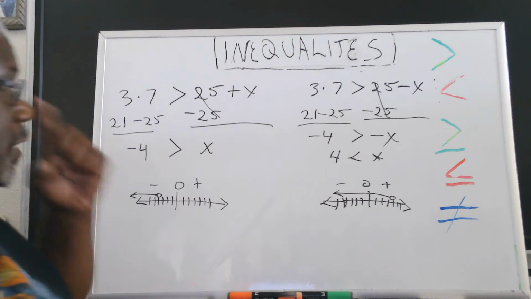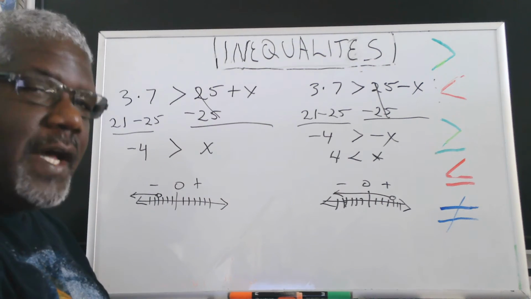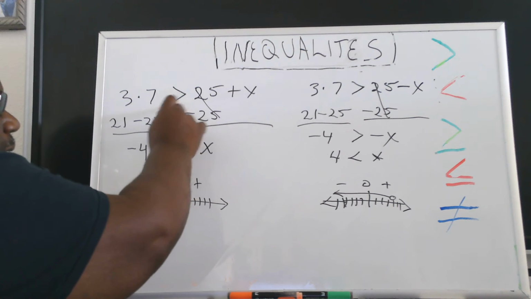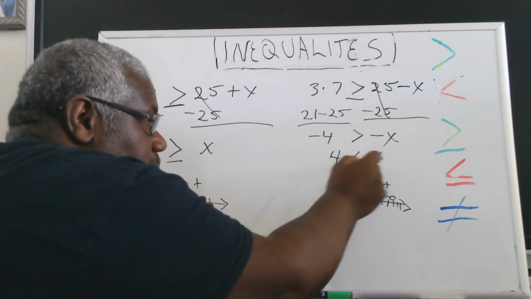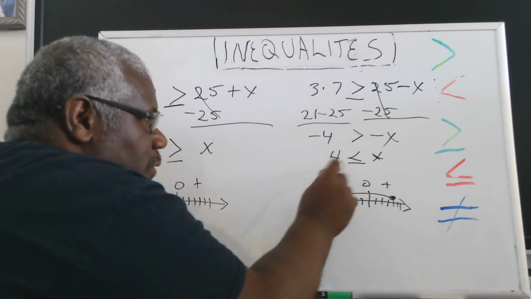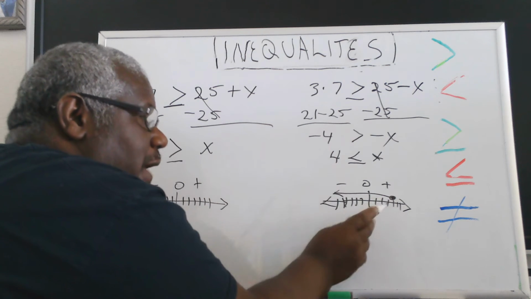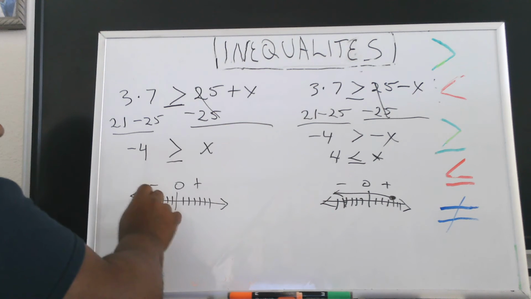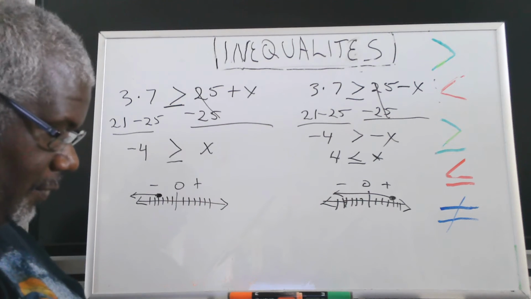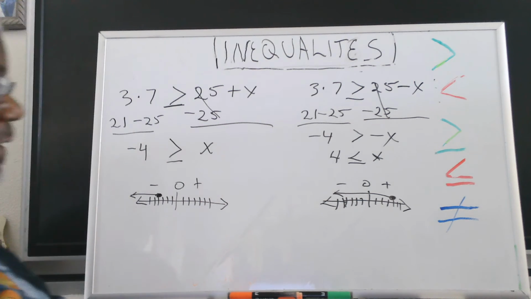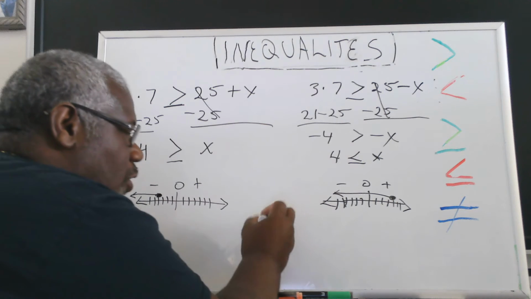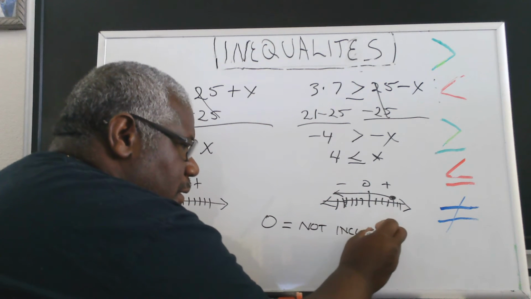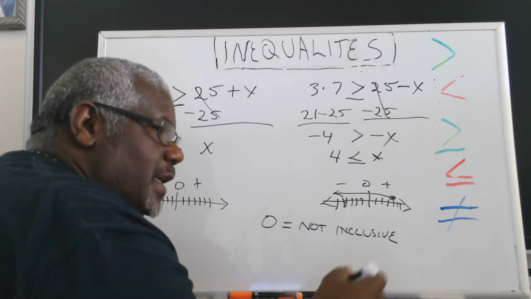Well, sensei, why do you have an open circle instead of a closed one? Because 4 is not inclusive. That's why. If this was this, or equal to, now you fill that in because 4 is included. Negative 4 is less than or equal to x. Now that's included. Negative 4 is greater than or equal to x. Now that's included. Make sense? So, open circle equals not included. Or in mathematical terms, you say not inclusive.